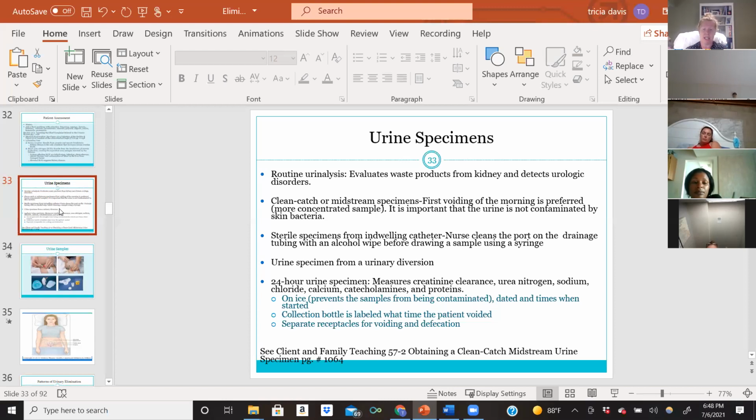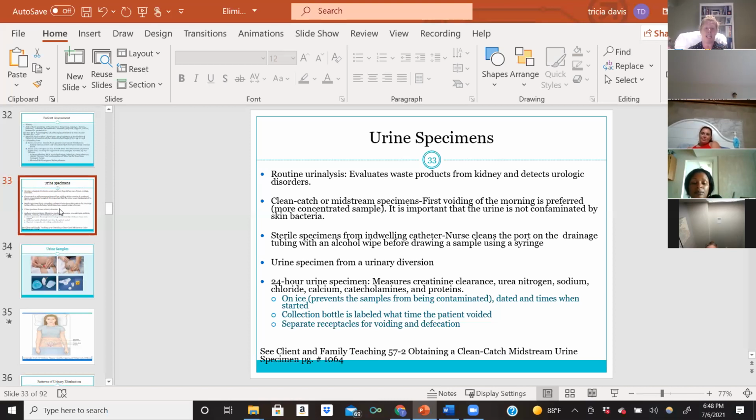Okay, so the collection bottle is labeled, and then you want to have separate receptacles for voiding and defecation. So if your patient is a guy and he's using a urinal, that's great. No stool is going to get stuck in the urinal. God willing, unless he's confused. I guess that could happen, but it probably shouldn't any other time.